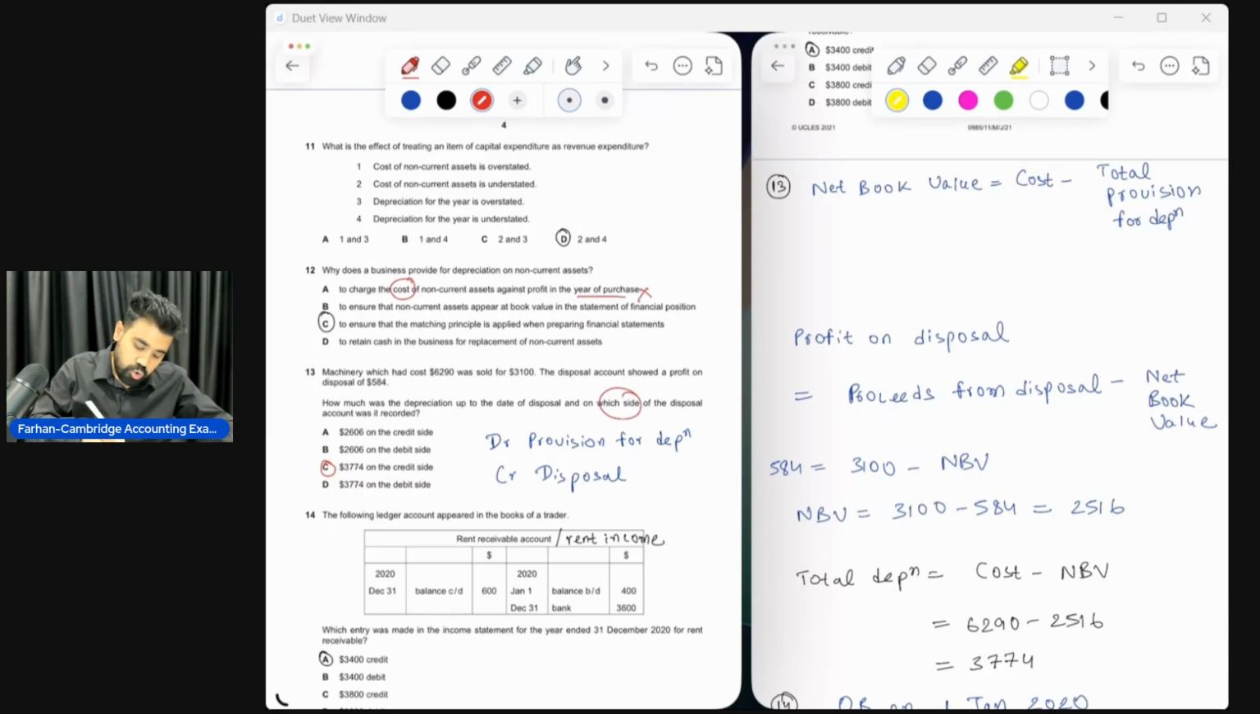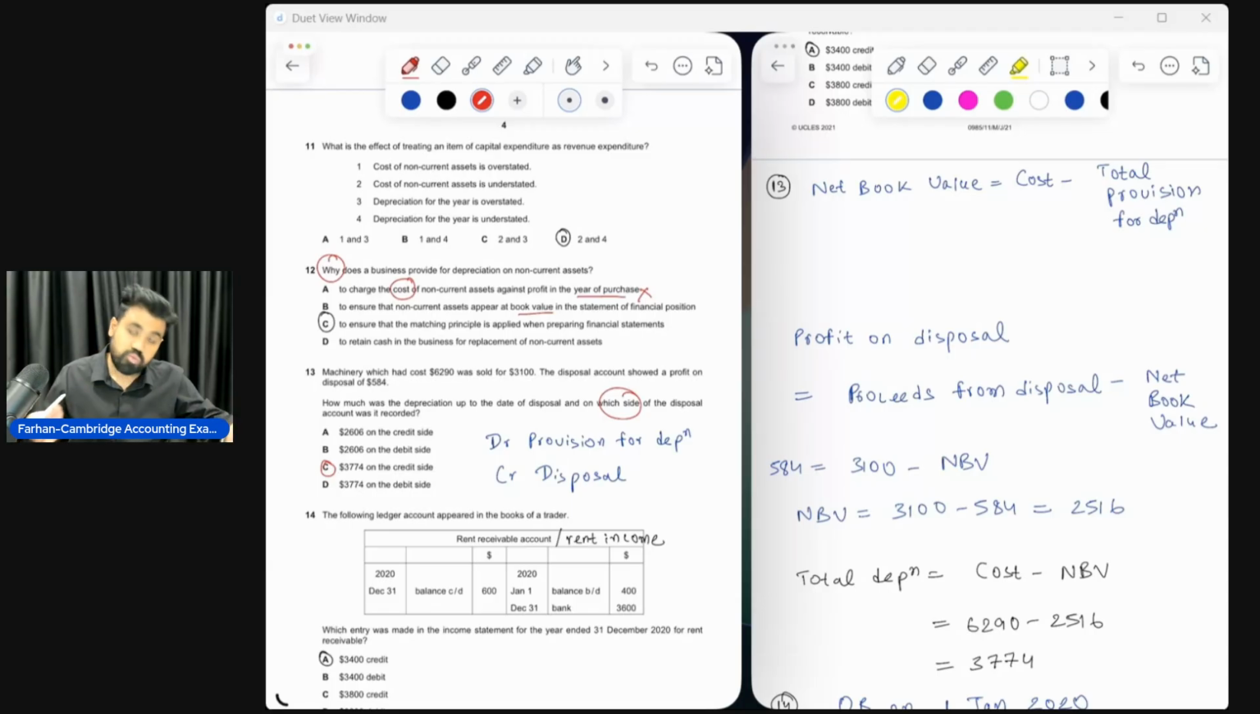Option B, to ensure that non-current assets appear at book value in the statement of financial position. This could be right when you read through it, but we don't want to include it because it doesn't quite answer the question, why does a business provide for depreciation of non-current assets? What's the reason that these assets will lose value, which is known as depreciation, that we should be recording in the books? The main cause is that these assets were bought so that they can be used in the business to help the business generate more revenue, right? So option B is quite basic, so I wouldn't really be selecting that.